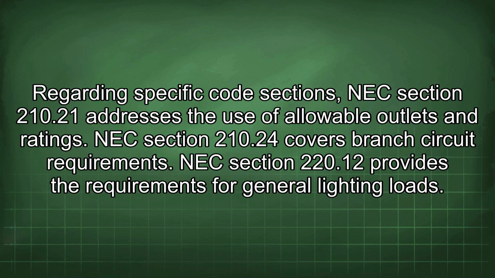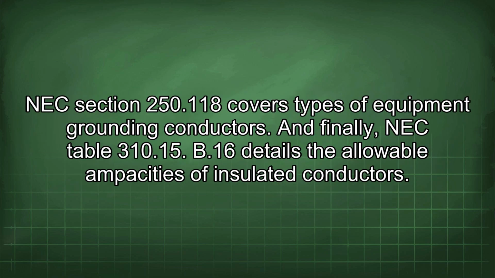Regarding specific code sections, NEC Section 210.21 addresses the use of allowable outlets and ratings. NEC Section 210.24 covers branch circuit requirements. NEC Section 220.12 provides the requirements for general lighting loads. NEC Section 250.118 covers types of equipment grounding conductors. And finally, NEC Table 310.15(B)(16) details the allowable ampacities of insulated conductors.